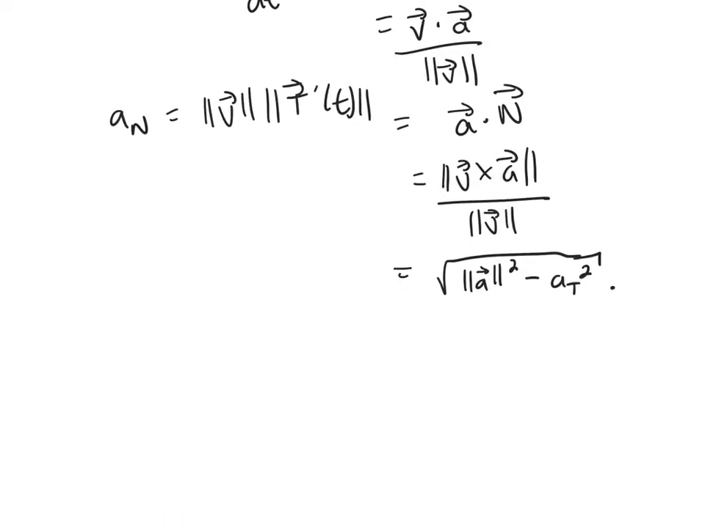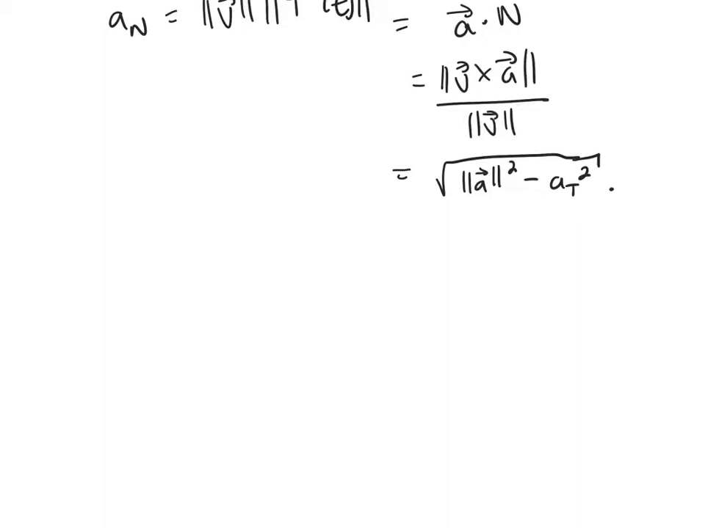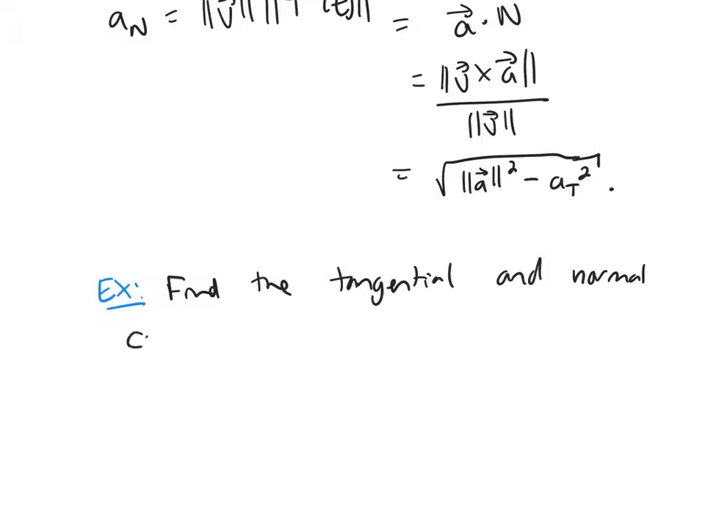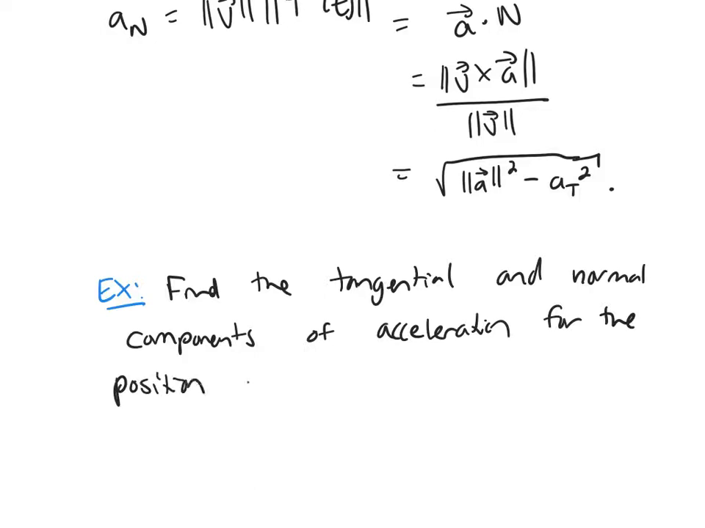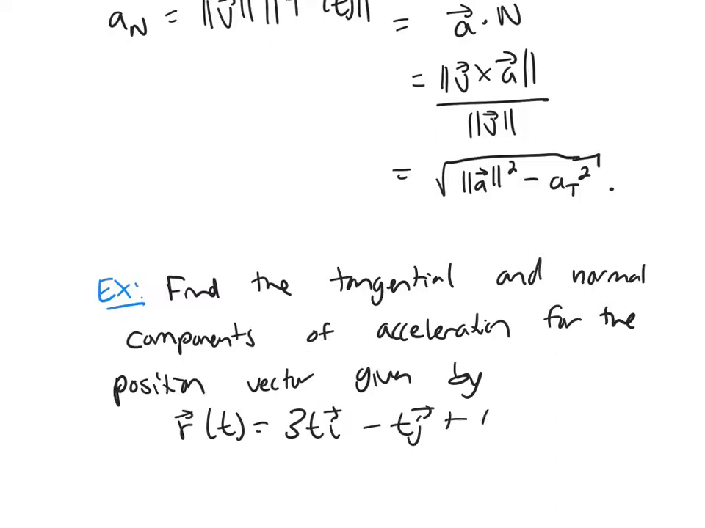So let's find some of these values here. Let's look at our first example. Let's find the tangential and normal components of acceleration for the position vector given by r of t equals 3t i minus t j plus t squared k.